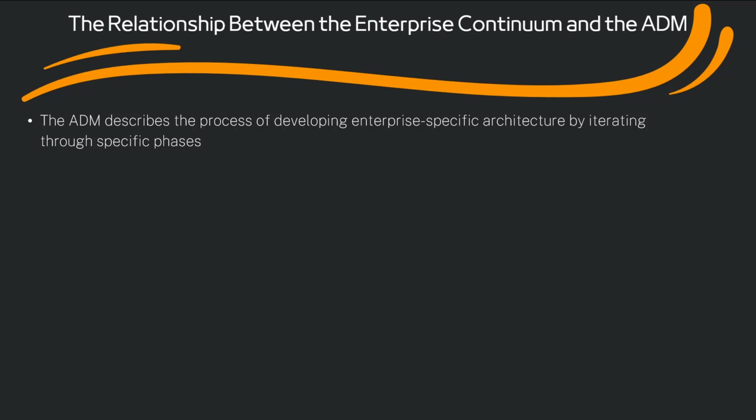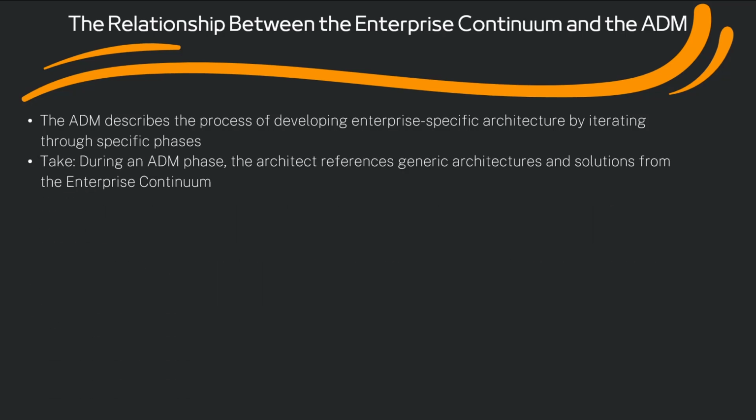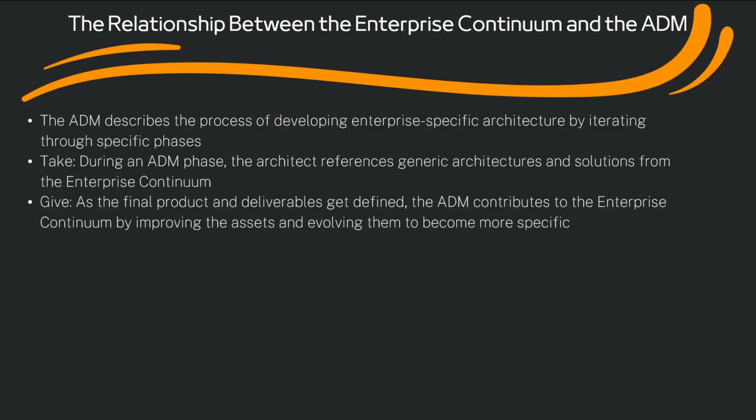There is a give and take relationship here. On the take side, during an ADM phase, the architect can reference generic architectures and solutions from the enterprise continuum to help guide and design. On the give side, as the final product design and deliverables get defined, the ADM contributes to the enterprise continuum by improving the assets and evolving them to become more specific.